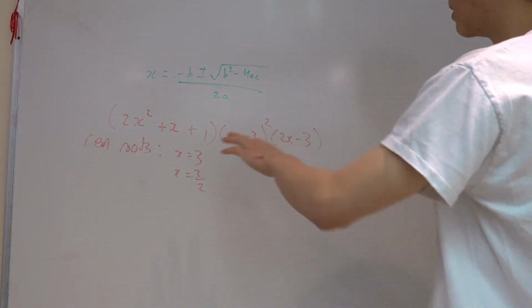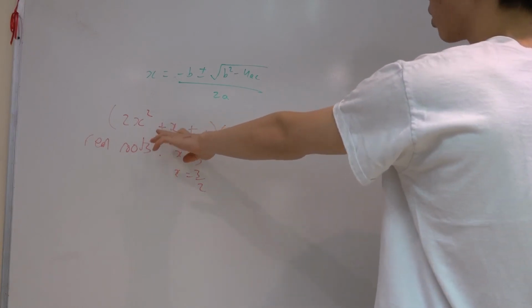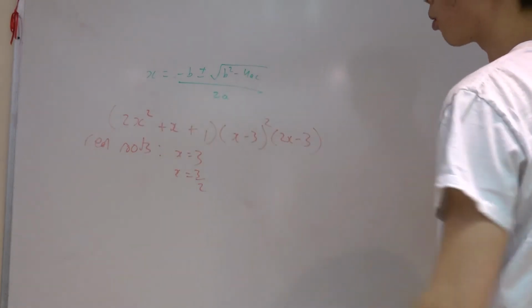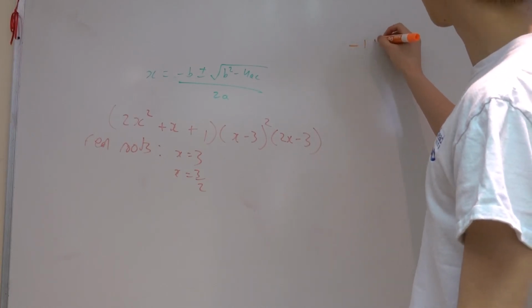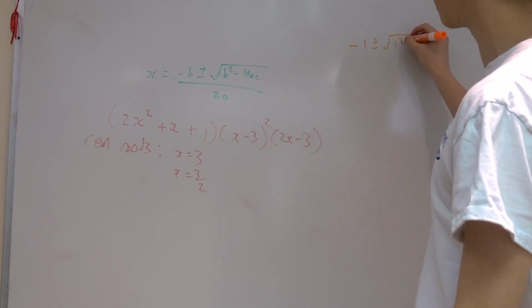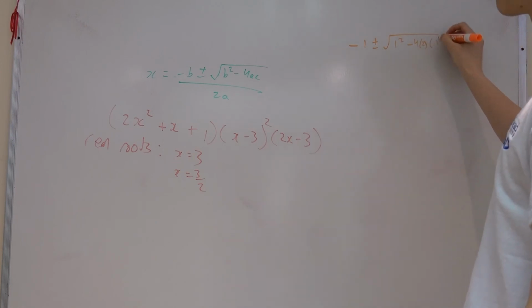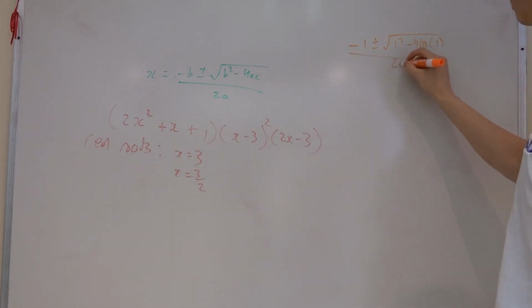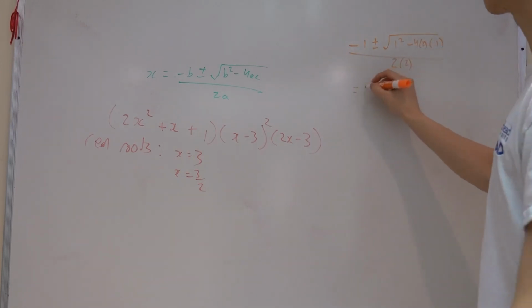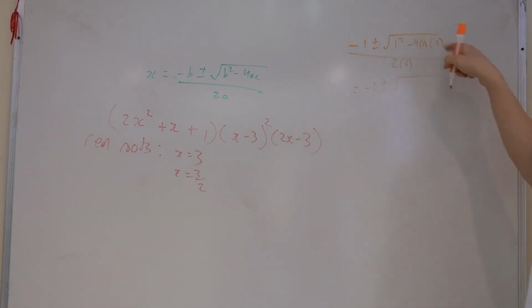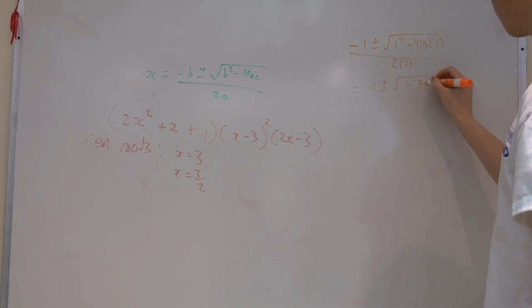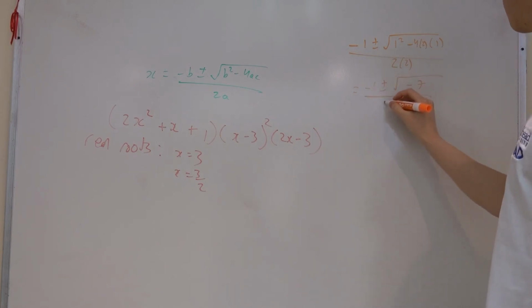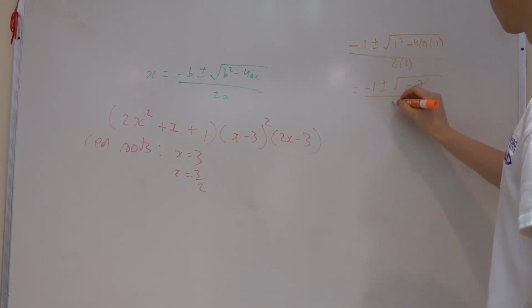Okay. So 2x squared plus x plus 1, we'll use the quadratic formula to find the roots. We do the quadratic formula, we get minus 1 plus or minus square root of 1 squared minus 4 times 2 times 1, all that over 2 times 2. I'm going to just work on the inside. 1 minus 8 is minus 7. And this is just 2 times 2, which is 4.